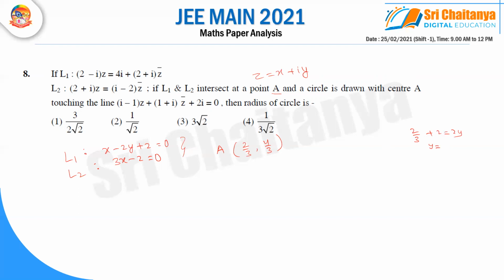And a circle is drawn with center A touching the line. Now again they gave one more line equation. When you substitute z equal to x plus iy, you get that line equation as x minus y plus 1 equal to 0. In circles, we have one condition that the perpendicular distance from the center should be equal to the radius. So with this A and the line x minus y plus 1 equal to 0, the radius will be the modulus of 2 by 3 minus 4 by 3 plus 1 divided by root 2. From here, I will get 1 by 3 root 2, which is nothing but our fourth option.